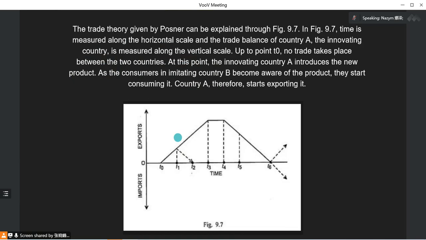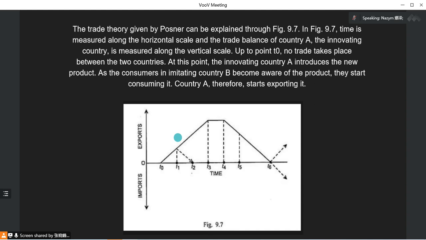Next slide, I'll show you this picture with a graph. The trade theory given by Posner can be explained through this figure. Time is measured along the horizontal scale and the trade balance of country A, the innovating country, is measured along the vertical scale. Up to t0, no trade takes place between the two countries. At this point, the innovating country A introduces the new product. As the consumers in imitating country B become aware of the product, they start consuming it. Country A therefore starts exporting it.